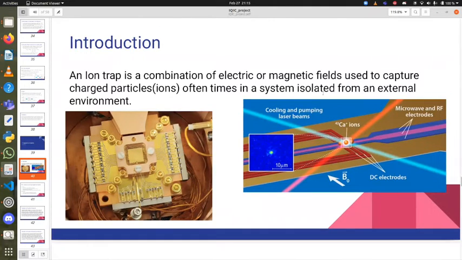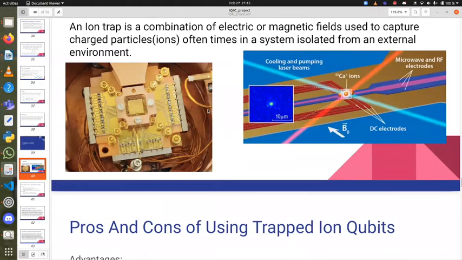How is this useful in quantum computing? We use this concept to develop quantum computers. Okay, so let's see how.